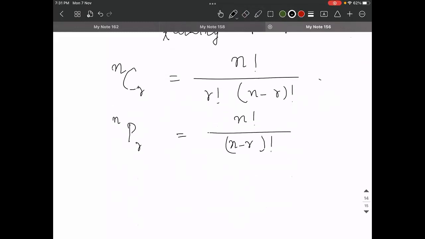Now, let's say this is 1 and this is 2. So what's the relation between a permutation and a combination? Can you find it from here? Just substitute equation 1 in 2.